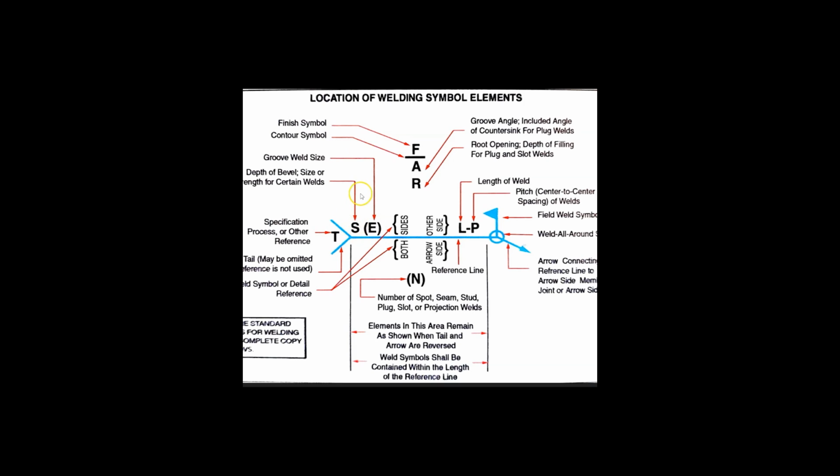Now that leaves us one other element, the letter S. Let's follow that leader line back to its definition. Here it starts off with depth of bevel. There's also a semicolon there, so it's not just pertaining to the depth of bevel. It also means the size or strength for certain welds. In this case, when we're dealing with fillet welds, you can almost always take this number as being the size. So you can think of the letter S as meaning size.